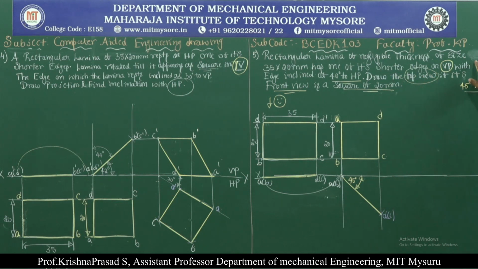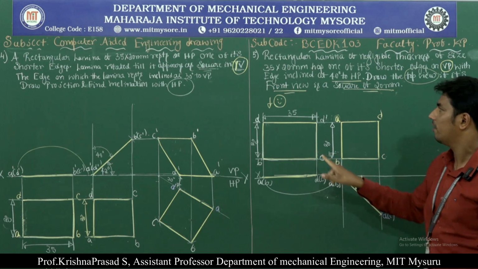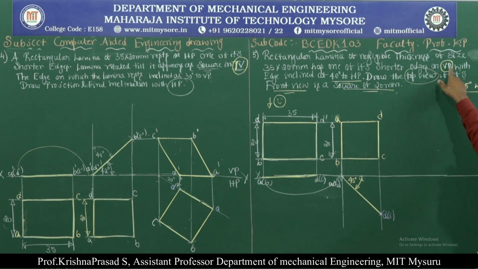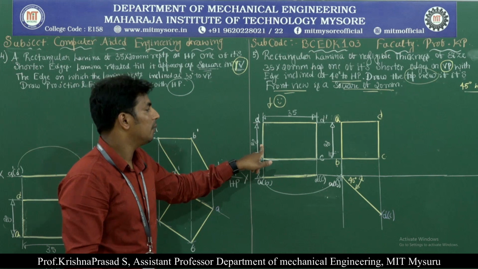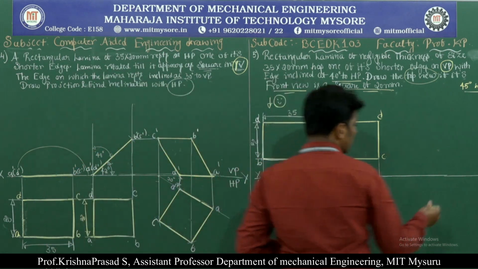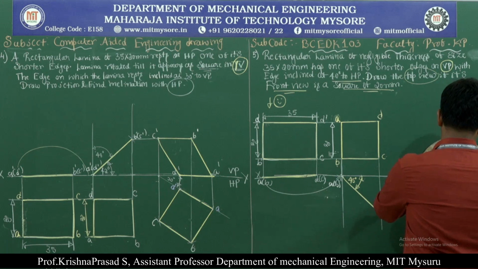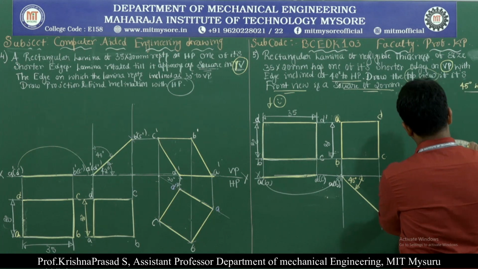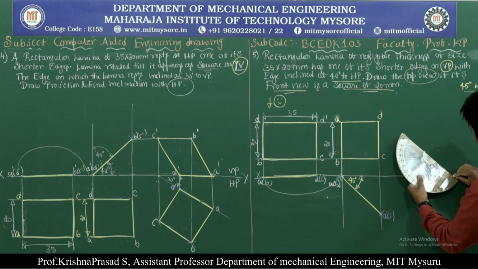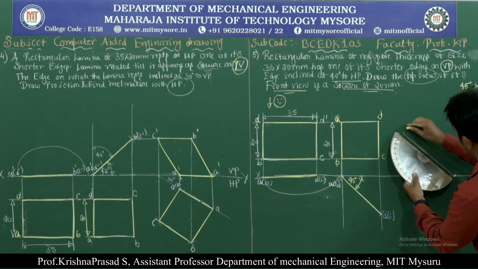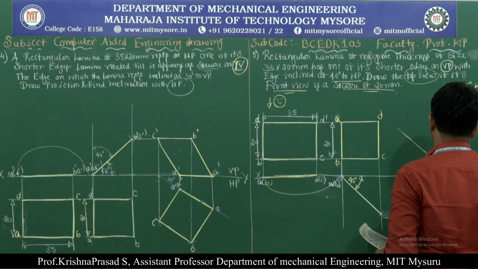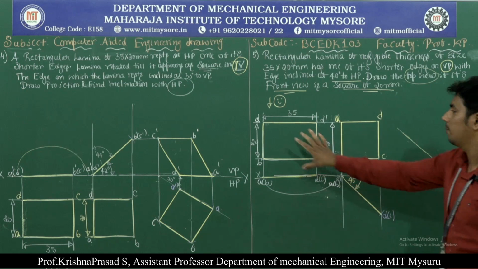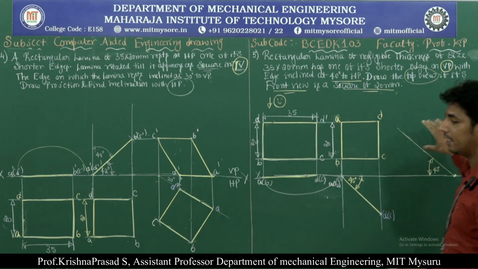Rectangular lamina of negligible thickness of side 35 into 20 mm. We have written here one of its shorter edges on VP, and the final inclination they have given is that the edge is inclined at 40 degree to HP. Now keep the protractor here, then draw the 40 degree line. It is 40 degree to HP. Now keep the shorter edge at 40 degree here.